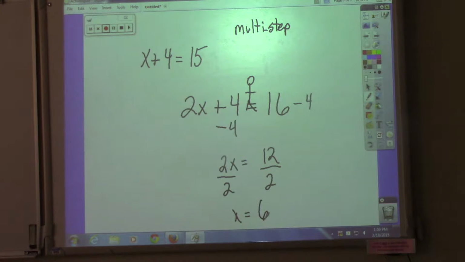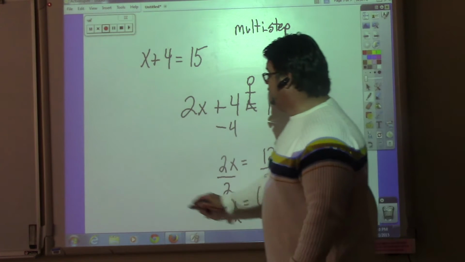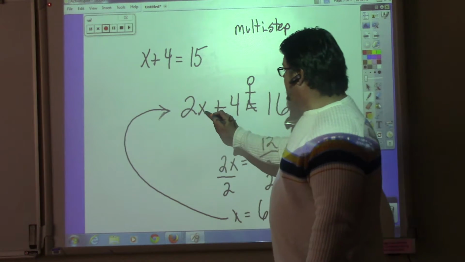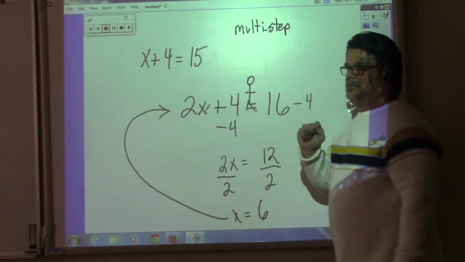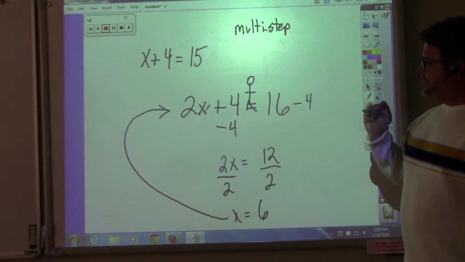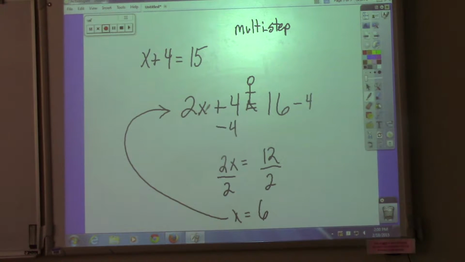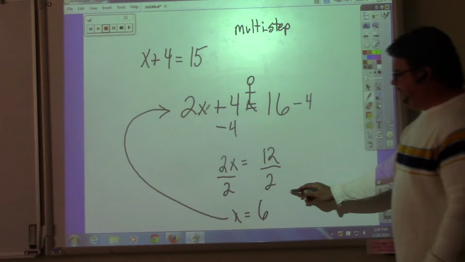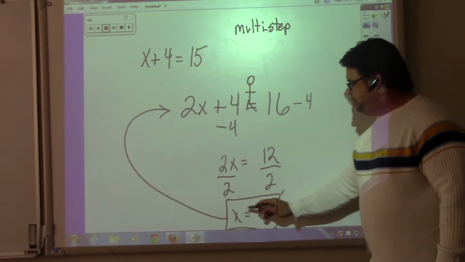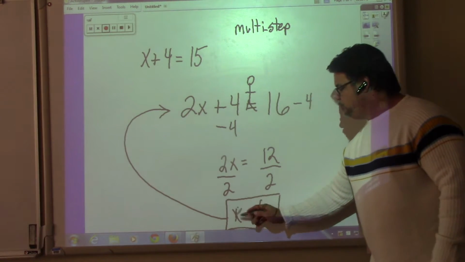All right. x is equal to 6. So that's your answer. How do you check it? Anytime you want to check it, plug it back in. So take that 6, and I'm not going to do it. I'm going to let y'all do it. Plug it in right there. What's 2 times 6? 12 plus 4 is, and it works out. So this is a 90%. This is one where you find x is equal to a number.